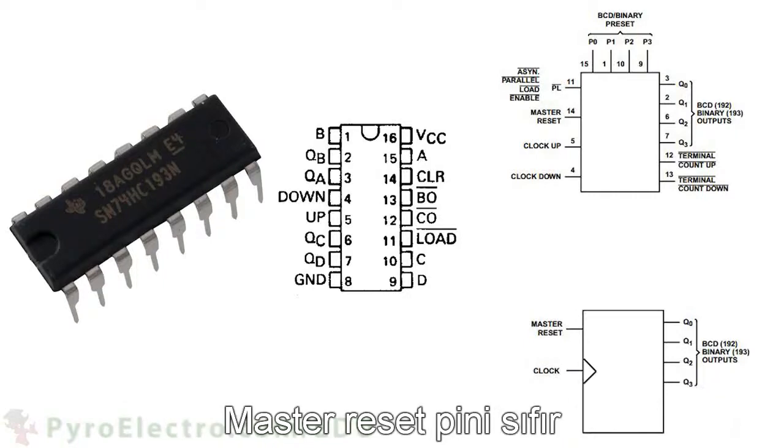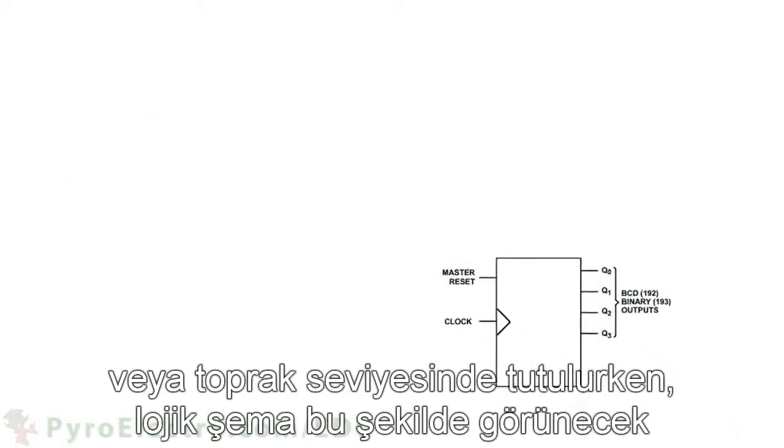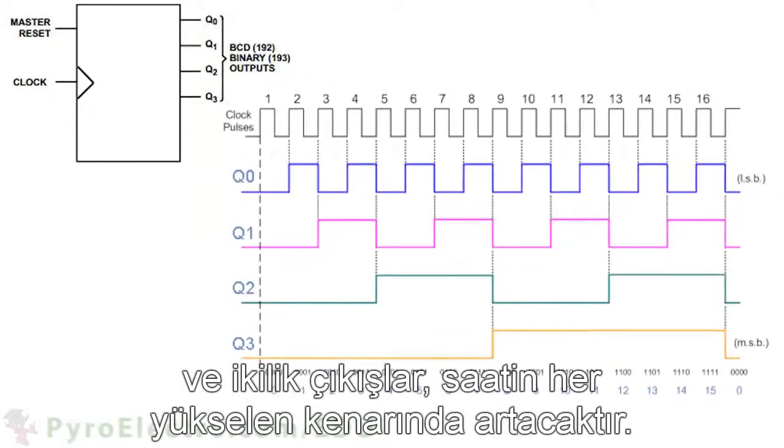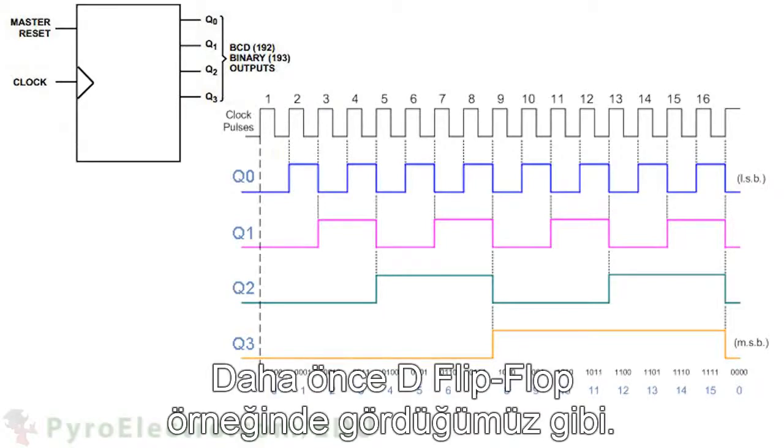As long as master reset is held at 0 volts or ground, the logic diagram will look like this, and the binary outputs will increment with every rising edge of the clock, just as we saw in the D flip-flop example earlier.